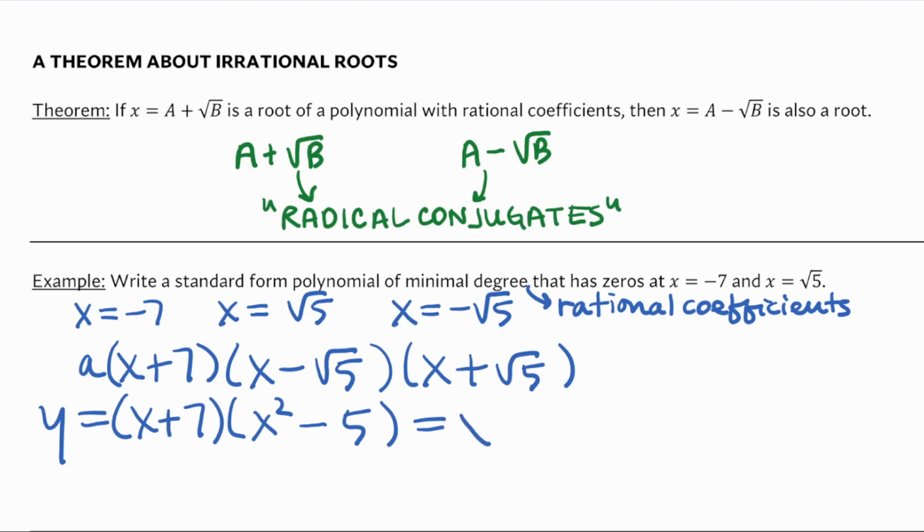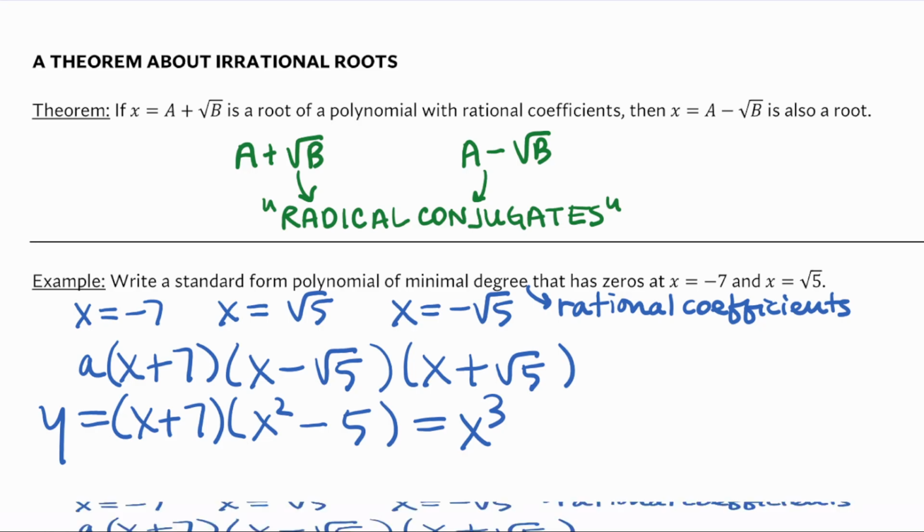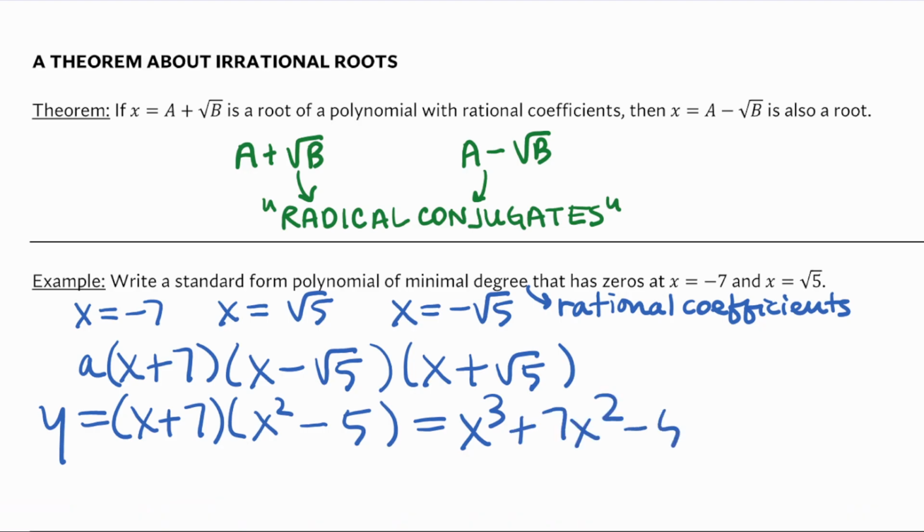X times x squared, that's going to be x to the 3. Okay, to put it in standard form, maybe I'll do them in descending power order. That'd be 7x squared, negative 5x, and 7 times negative 5 would be negative 35. Okay, so that would be a minimal degree standard form polynomial with rational coefficients that has zeros at x equals -7 and x equals square root of 5. Just in order to make that happen, we also need to have a zero at x equals the negative square root of 5.